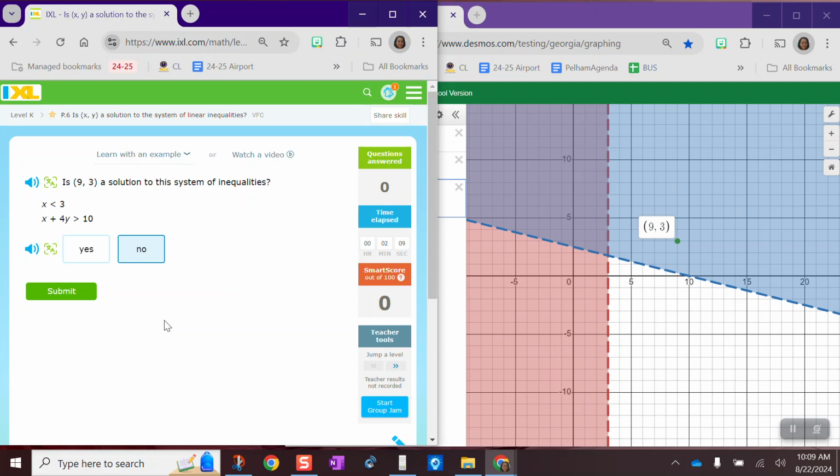If they were asking if it was a solution for the blue one, then yes. But we want to know if it's a solution for both of them, for the system. And so since it doesn't lie where they overlap, it is not a solution.